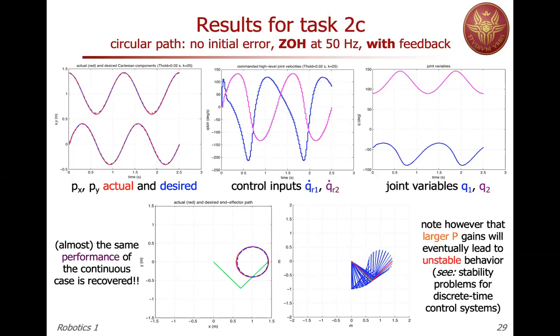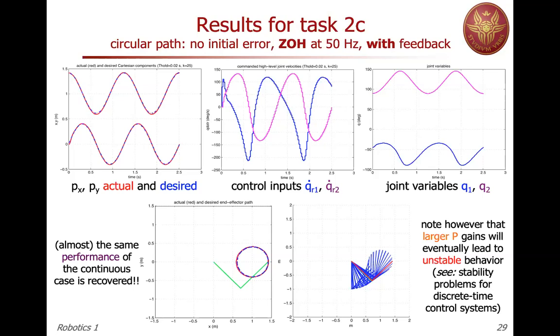Of course, for a given time delay, there will be an upper bound for the kp before becoming unstable, or vice versa. If I fix the gain and I increase the time delay, there will be a threshold crossing which I will become unstable. So there are stability problems for discrete time control systems that prevent me from getting better. Probably I could have increased it a little bit, but indeed, if you reproduce this simulation, you will see that there's an upper limit to the gain.